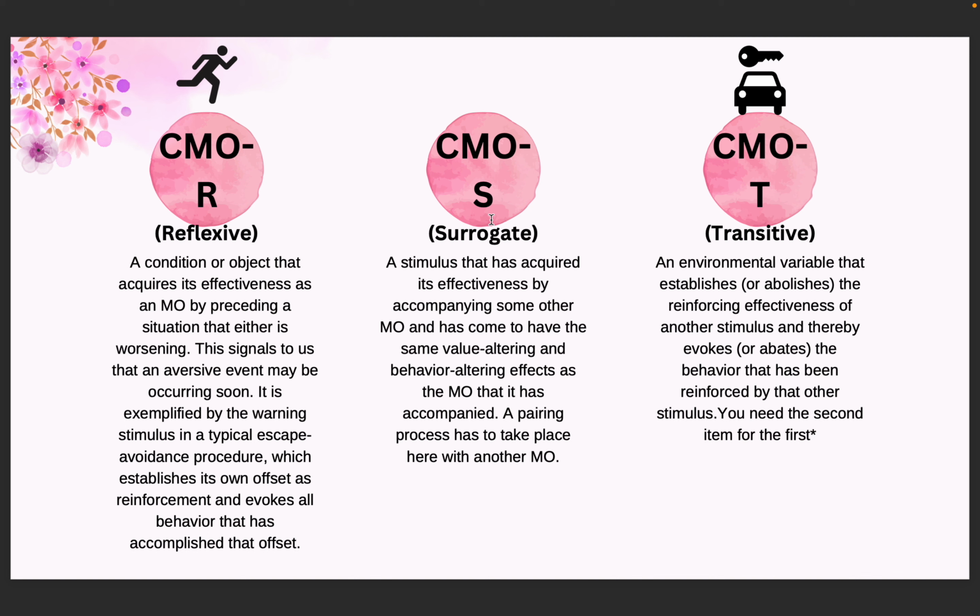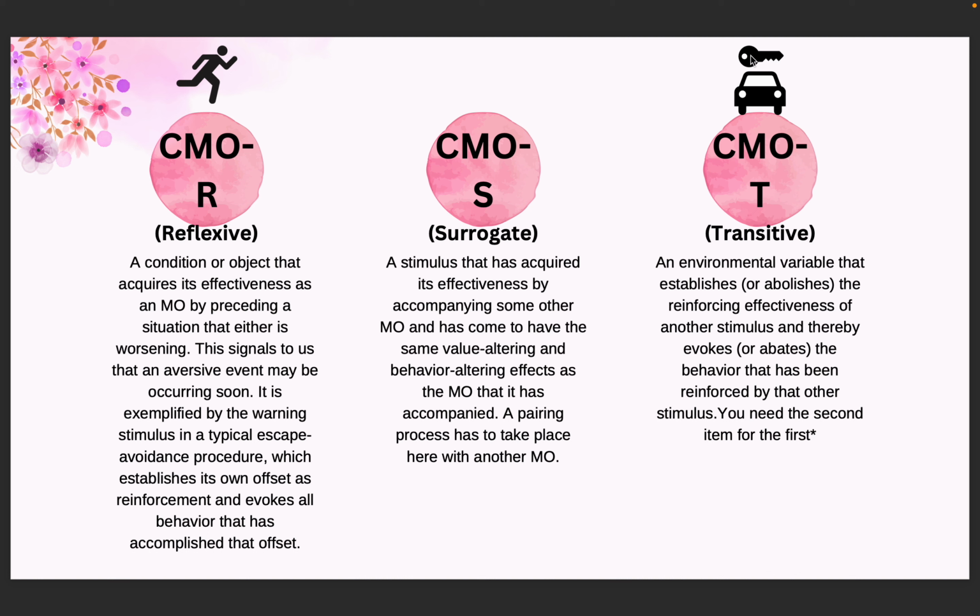So for example, let's say the beep on the microwave is also paired with another bell sound, right? That bell sound can also signal that the food is ready. So this is a pairing process that takes place. So let's not get mixed up with our transitive, because they are kind of similar, but surrogate is our pairing process, whereas our CMO-T, our transitive, is this need for a second item.